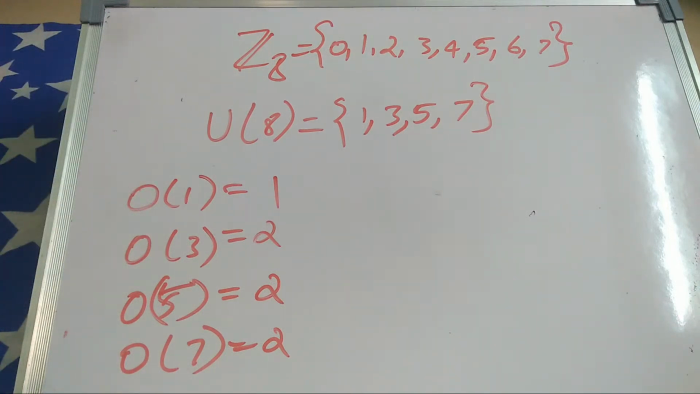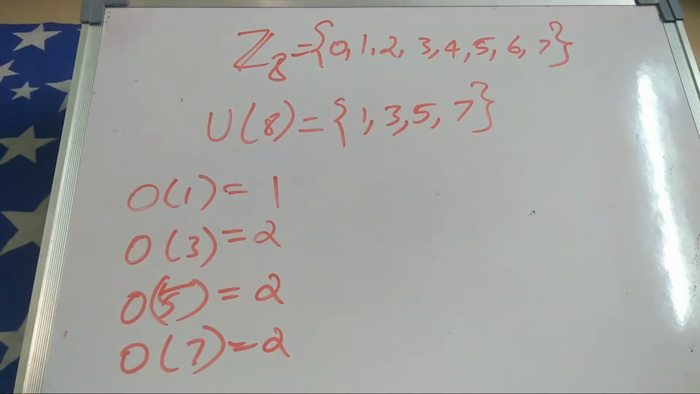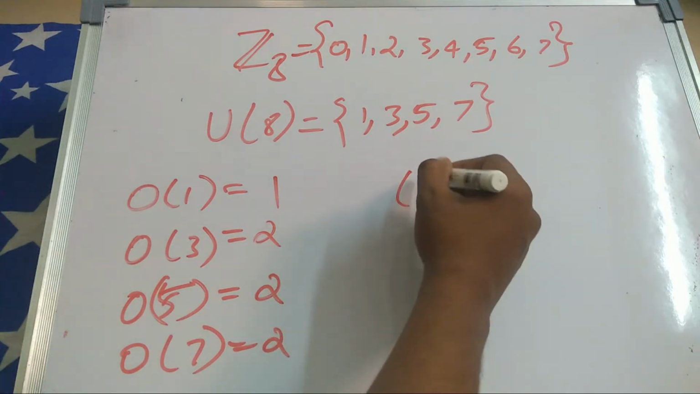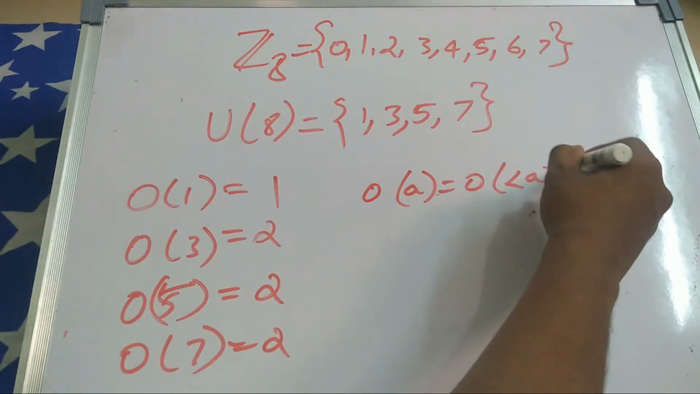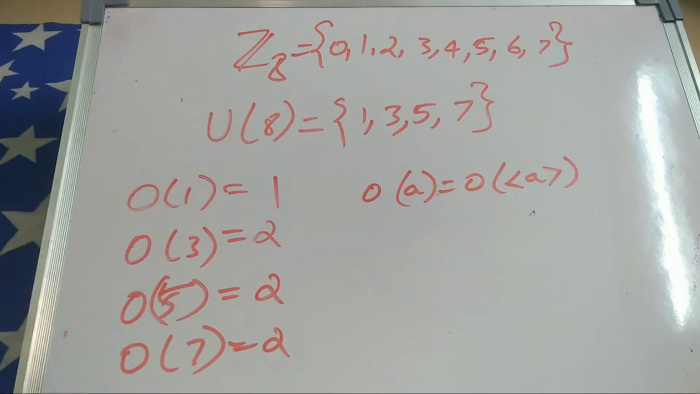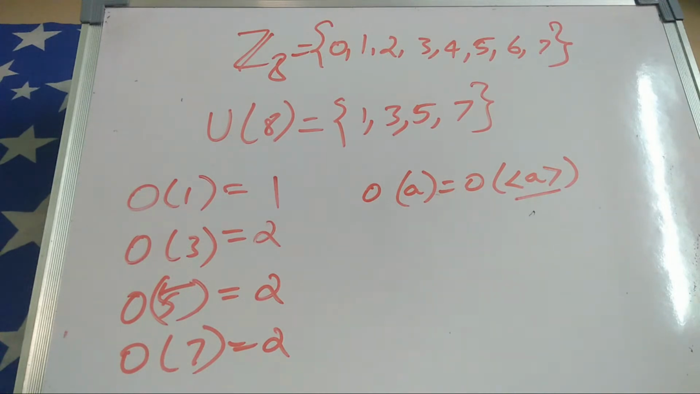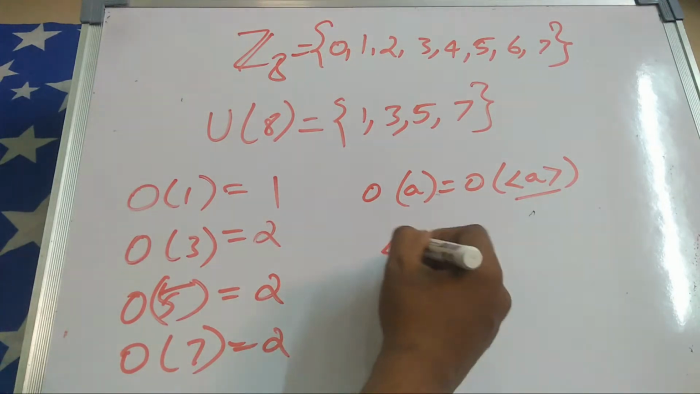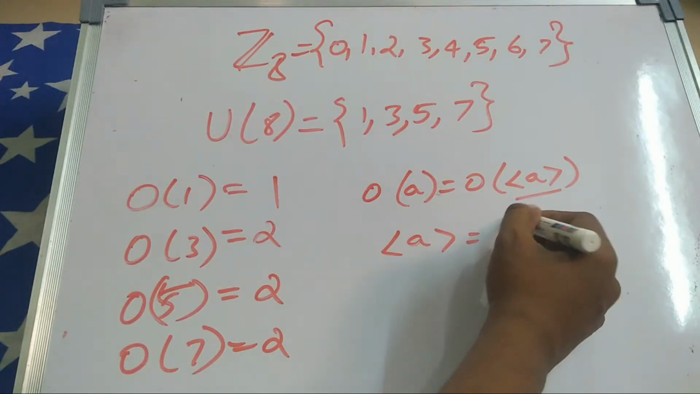Now, if you look at here carefully, it is a group of order 4. For it to be cyclic, it must have at least one element of order 4. So please recall, we said order of A is equal to order of subgroup generated by A. If suppose this happens to be cyclic, then we must have one such element A, where this must be equal to U of 8.